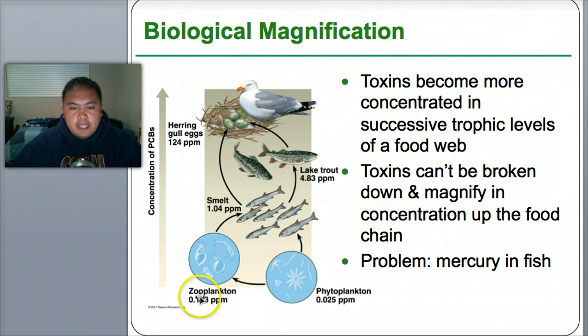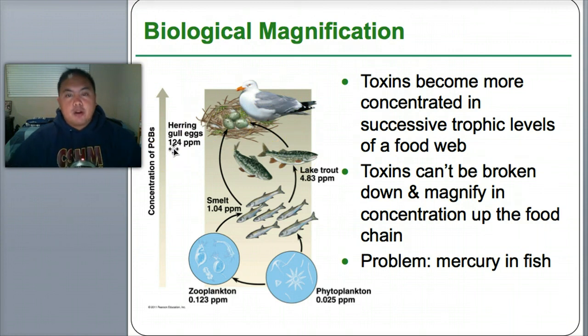If a plankton eats a toxin, say for example there's a poison in the water, it gets 0.1, they call this parts per million. So it's a very small concentration. This smelt eats tons of plankton, and now its concentration of the toxin becomes 1. Still not so bad, 1 part per million. The trout will eat a whole bunch of smelt, and it becomes 4.8 parts per million, which again is also not bad. But then the birds that eat them, and when they lay eggs, it ends up that they have 124 parts per million in toxins, which is very lethal.